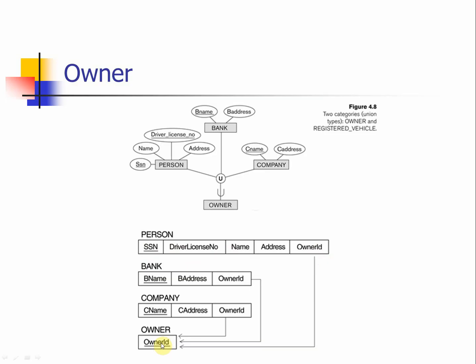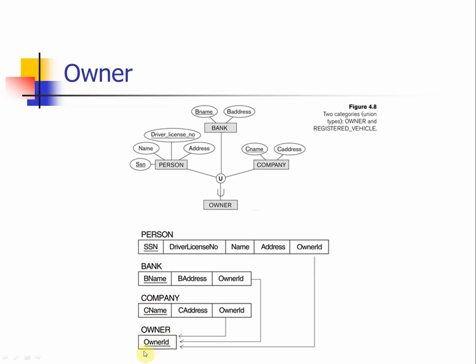So we will know the first owner is a person. If owner ID 2 is a bank, then we will have the information over here, owner ID 2, to refer back to the owner. The same thing with the company. Say the third owner is a company, then we will have company name, company address, and owner ID 3 that will link to the owner. So this is how we will be able to provide the choices of a person or a bank or a company.